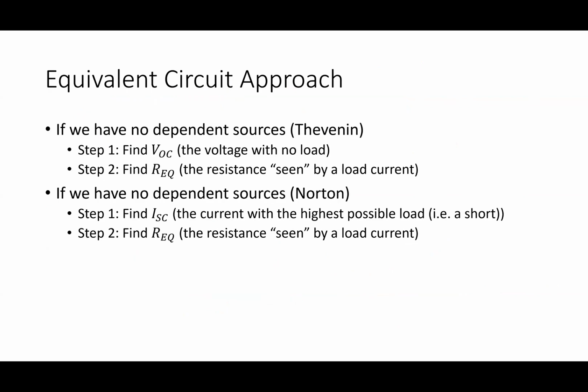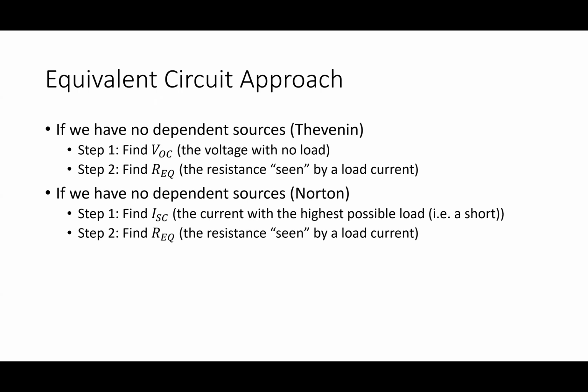So we said this is useful, but basically this is what we're going to do. If we have no dependent sources, we figure out what VOC is, the voltage with no load, and then we figure out what a load is going to do to that voltage at the terminal. So we need to know what the impedance is that current is going to see. So it's the resistance seen by a load current.